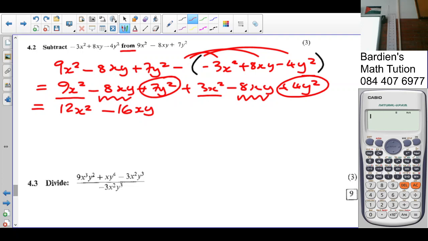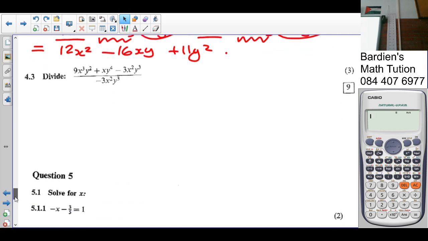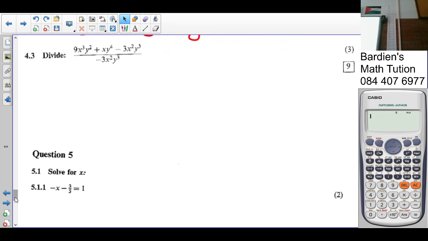You okay? What is 7y squared plus 4y squared? 11y squared. Any confusion? No, right. You're back with us, let's see. Nice. Right, let's do 4.3.